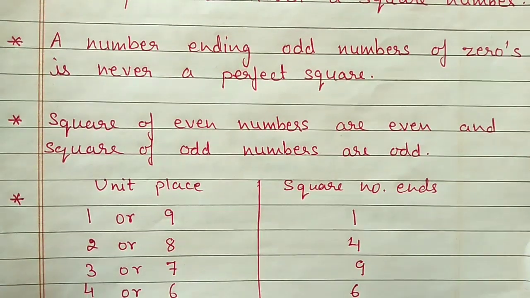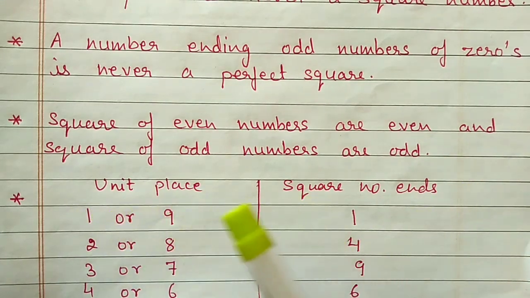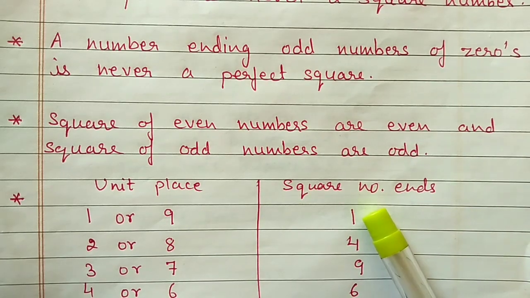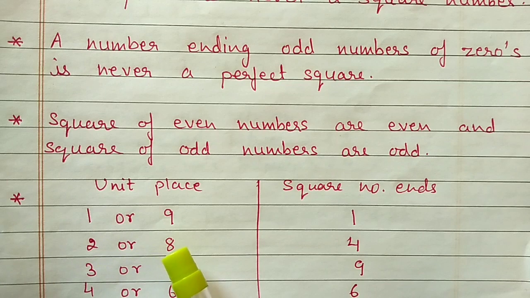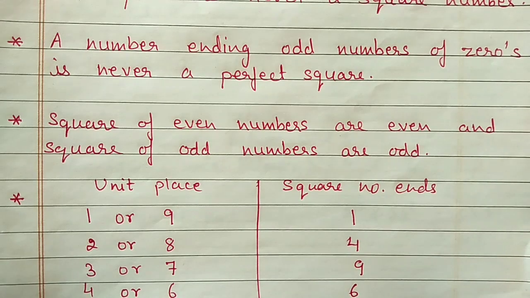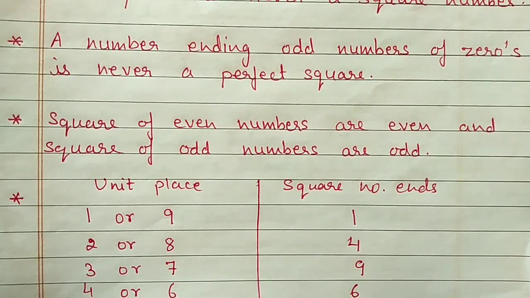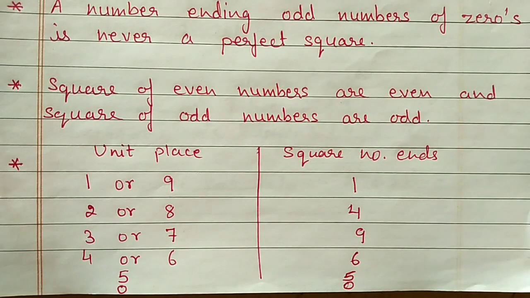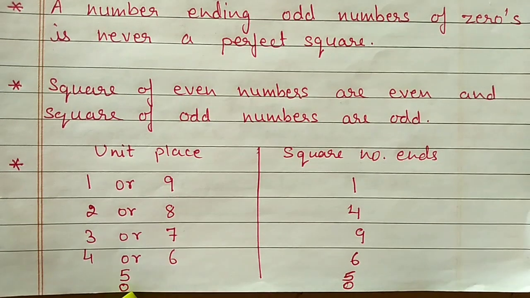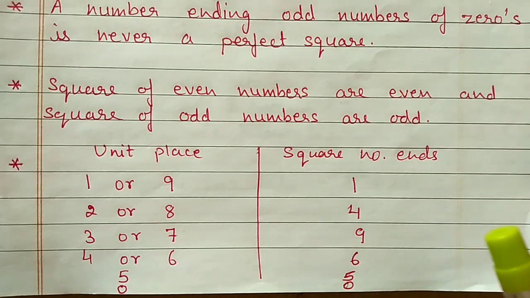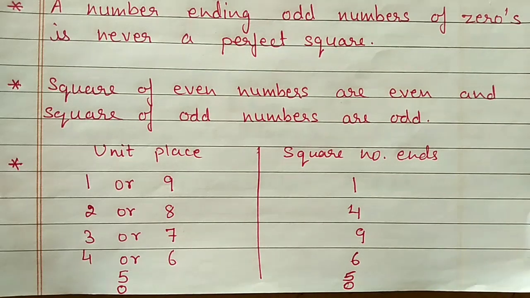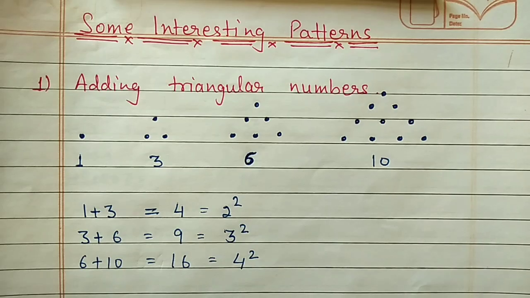And the next result we can observe is from the unit place. If the unit place is 1 or 9, the square number ends with 1. 1 square is 1, 9 square is 81, and in 81 also the unit place is 1. If the unit place is 2 or 8, the ending number will be 4. If the unit place is 3 or 7, the ending number will be 9. If the unit place is 4 or 6, the ending will be 6. If the unit place is 5, it will end with 5. And if the unit place is 0, it will end with 0. These are the few results we got after observing these square numbers.